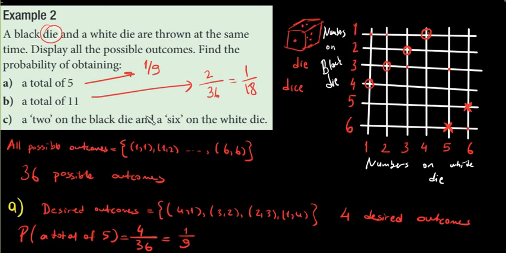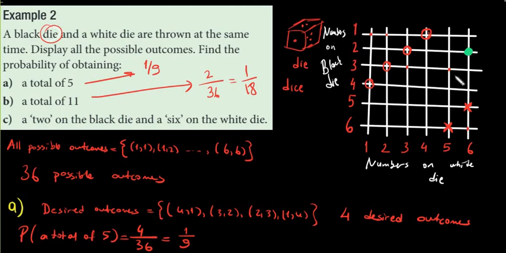A 2 on the black die and a 6 on the white die. So let me use another color for this desired outcome. We want a 2 on the black die. So we have only 1 2 on the black die, right? And we want a 6 on the white die. And we have only 1 6 on the white die. So 2 and 6. We want to get 2 and 6. This is what we want to get. A 2 on the black and a 6 on the white die.